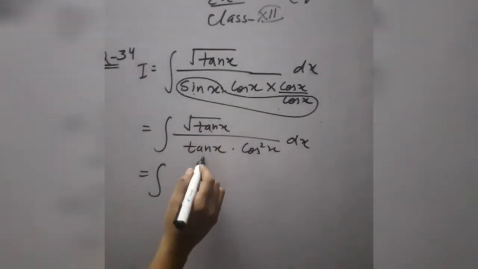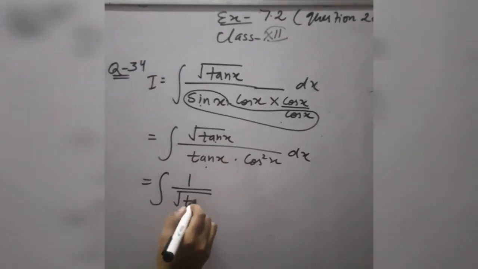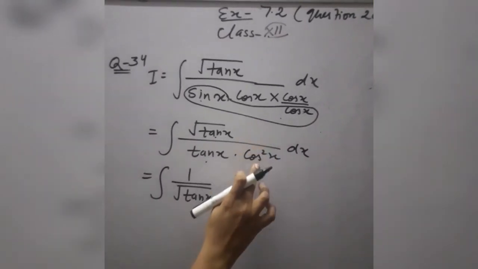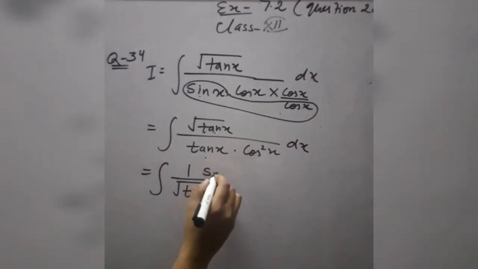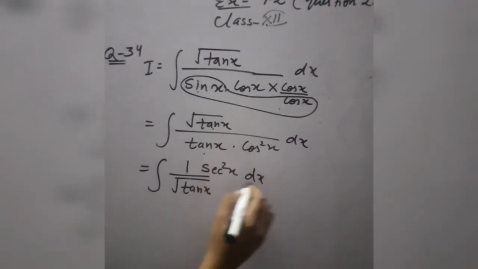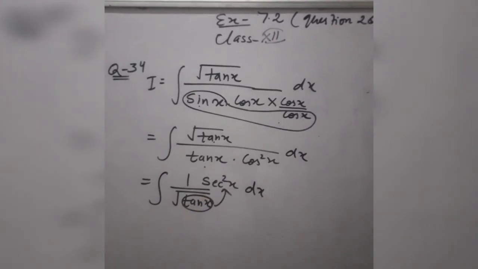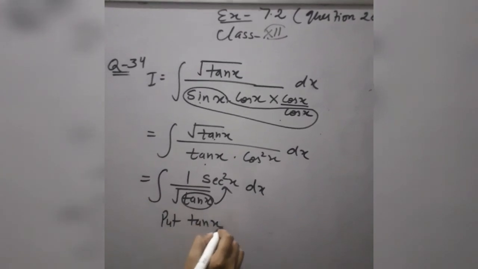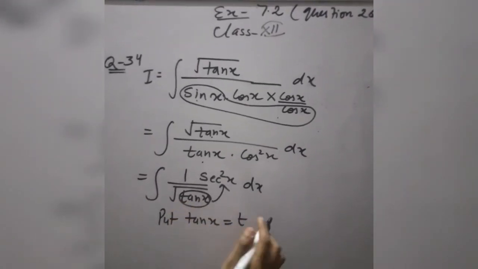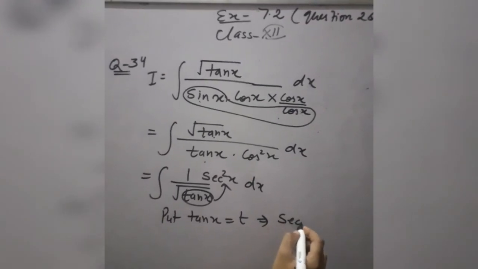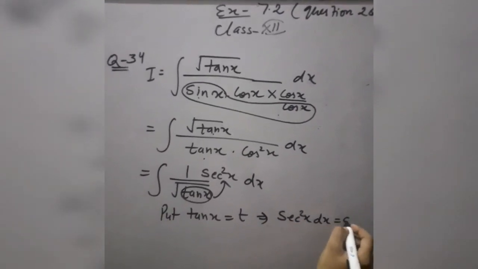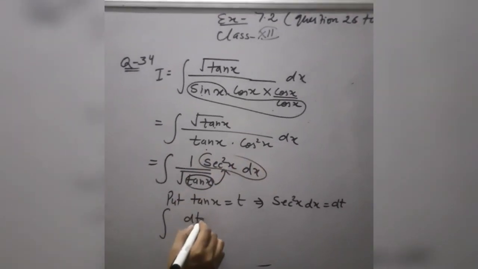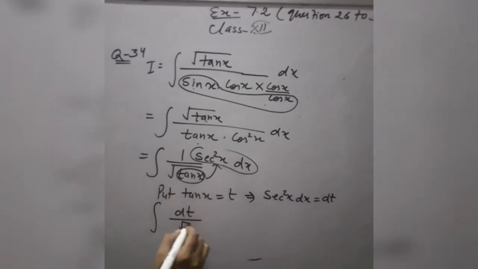Now root tangent x cancels with tangent x, it becomes 1 by root tangent x, and when you shift this cos square to the numerator, all of you know that the reciprocal of cos is secant, so it becomes secant square, which is the derivative of tangent. Now very easily you can use the substitution method here. Put tangent x equals t. Why are we taking tangent x equal to t? Because the derivative of tangent x, which equals secant square x, is present in the statement. So secant square x into dx becomes dt, and root tangent x becomes root t.